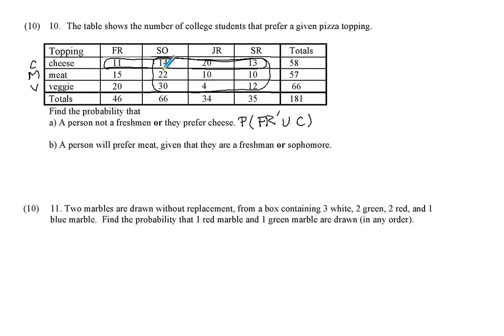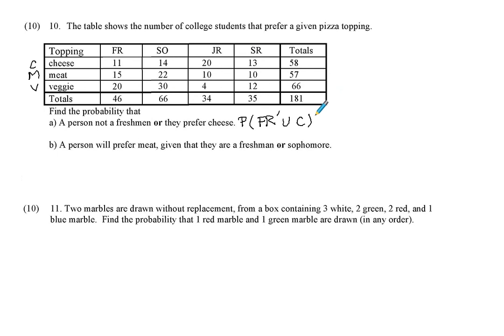We could also use the union rule, but it's going to be more work because not freshman is everything that's inside here, and then you'd add cheese, which is this whole row, and then you'd subtract out the overlap, which is the 14, 20, and 13. But it's easier to just unite the two sets without the double counting.